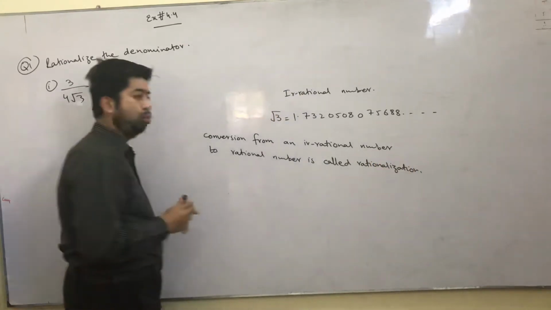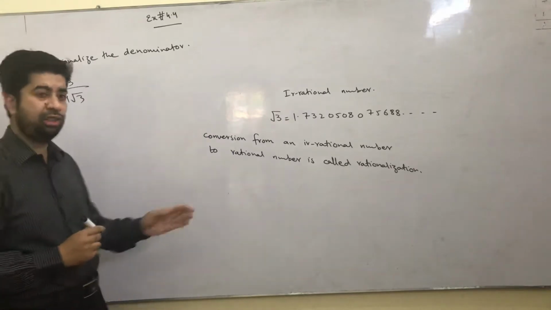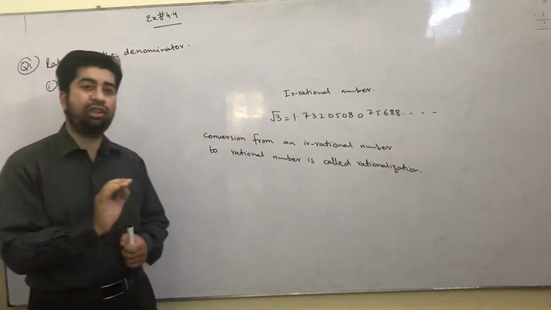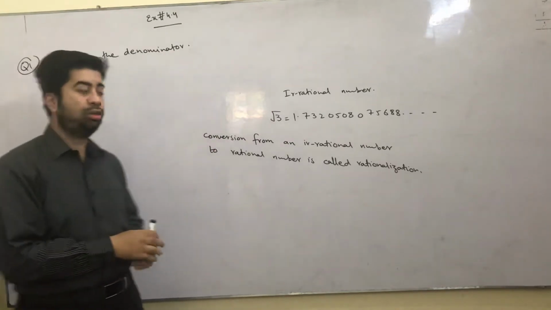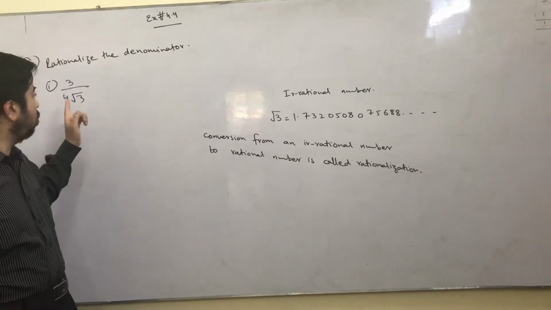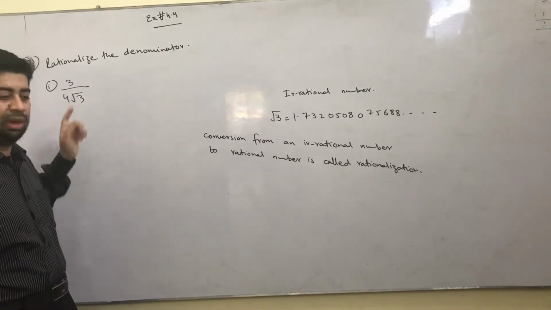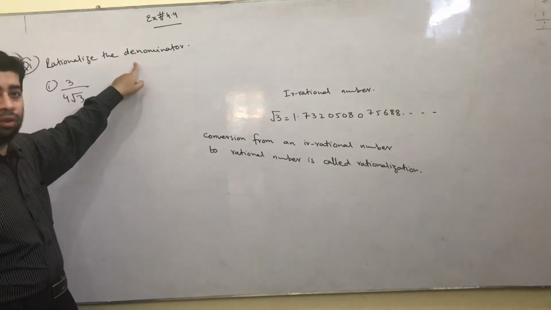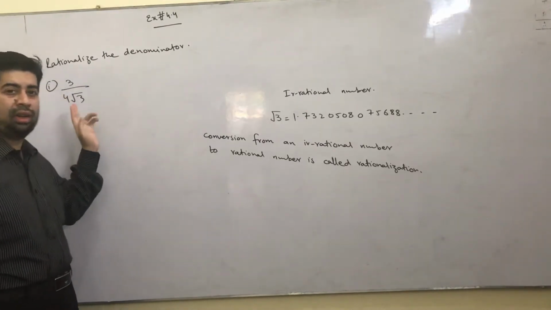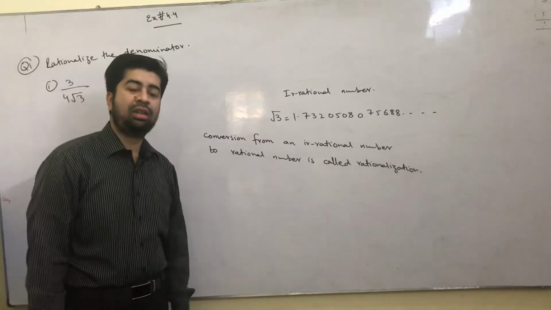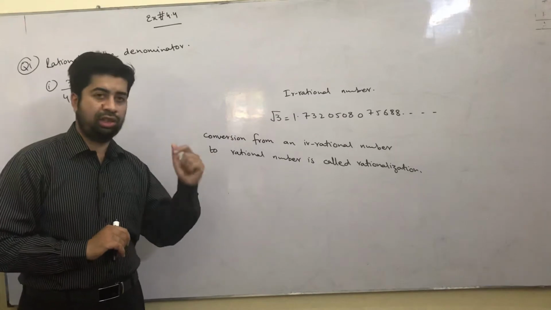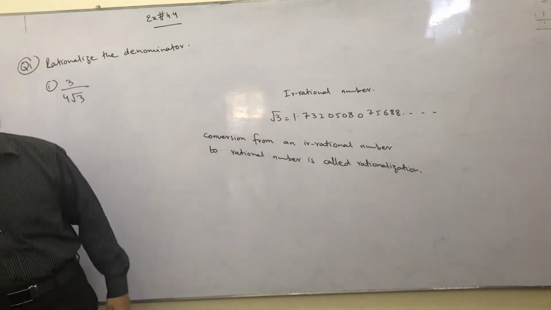Basically, we are going to do the rationalization. Rationalization means that in the denominator, we just convert an irrational number to a rational number. The irrational number here is square root 3. We are going to convert only this irrational number in the denominator into a rational part. This process is known as rationalization. How? It is very simple and easy.